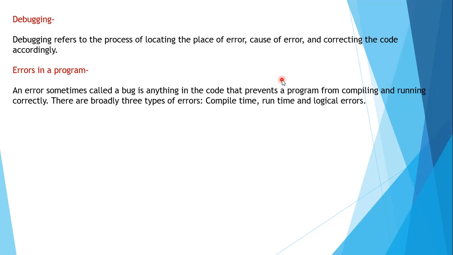This is being done already by the interpreter and the compiler of the particular programming language. So basically, there are three types of errors: compile time errors, runtime errors, and logical errors. Let's try to find out what these errors are.